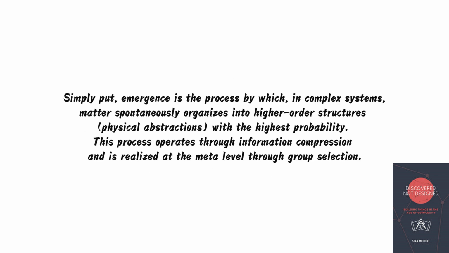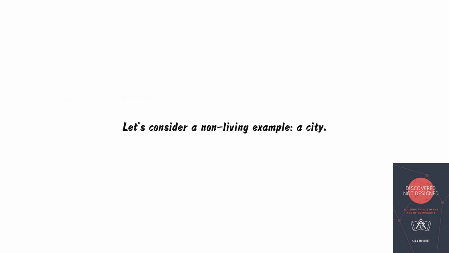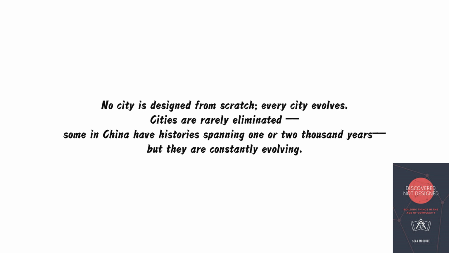Simply put, emergence is the process by which, in complex systems, matter spontaneously organizes into higher-order structures, physical abstractions, with the highest probability. This process operates through information compression, and is realized at the meta-level through group selection. Let's consider a non-living example. A city. No city is designed from scratch. Every city evolves. Cities are rarely eliminated. Some in China have histories spanning 1,000 or 2,000 years. But they are constantly evolving.